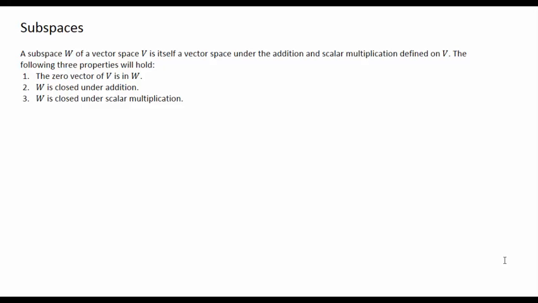For a vector space, we need to show all 10 of those properties, but for a subspace, we only need to show 3. 1, that the 0 vector is in W, 2, that it's closed under addition, and 3, closed under scalar multiplication. So we can do these 3 things and show that it is a subspace.